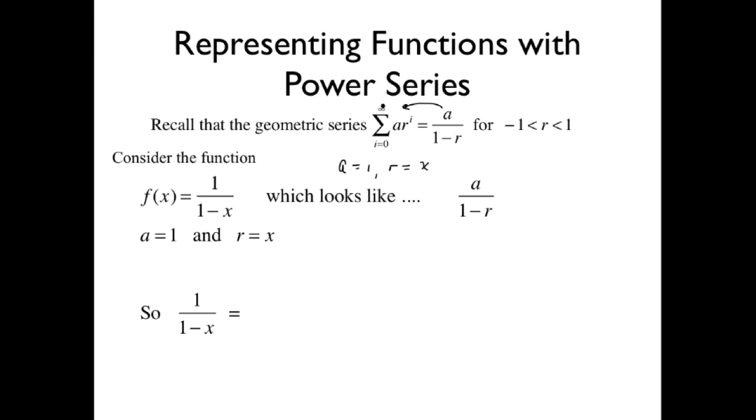See it? So we're writing 1 times x to the i, starting at i equals 0, right? Because this is like a r to the i, where a is 1 and r is x.